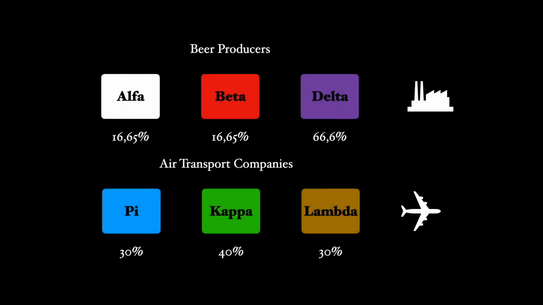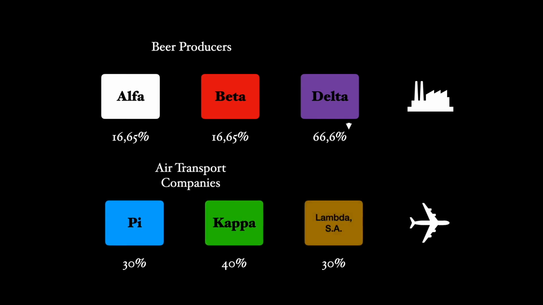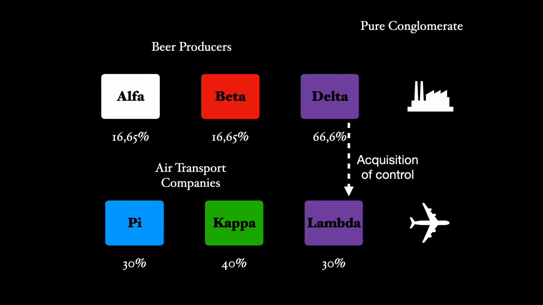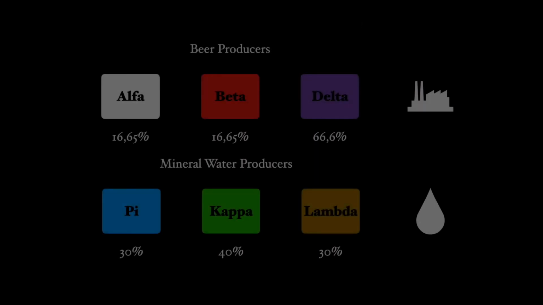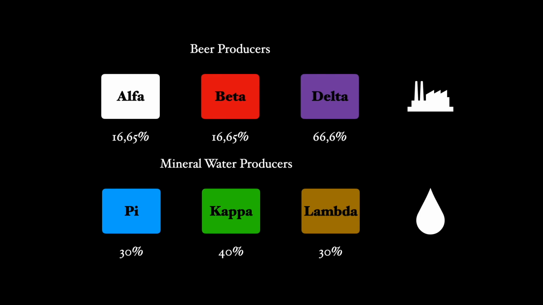Conglomerate mergers. Now, conglomerate mergers involve 2 normally completely unrelated markets, in this example, beer producers and air transport companies. So a merger between Delta and Lambda, resulting in an integration of these 2 firms through acquisition of control, would lead to what we call a pure conglomerate. That is to say, there is really no relation between these 2 different markets. It's normally the result of a strategy to minimize risk by diversifying investments in different industries that have different economic cycles. Other conglomerates may give rise to competitive concerns.